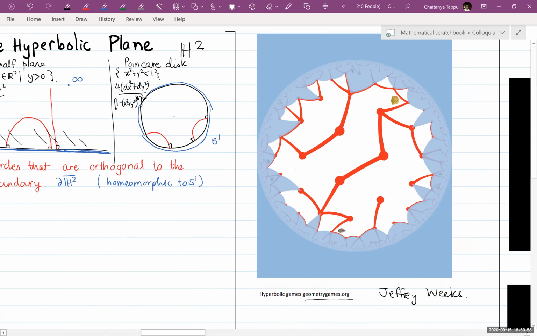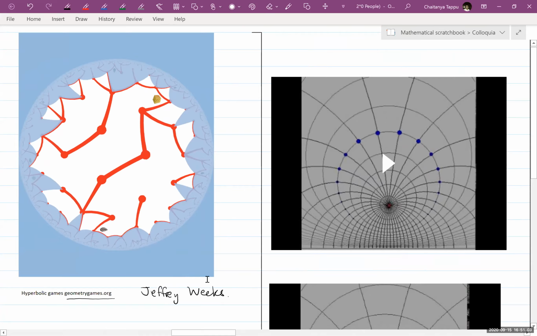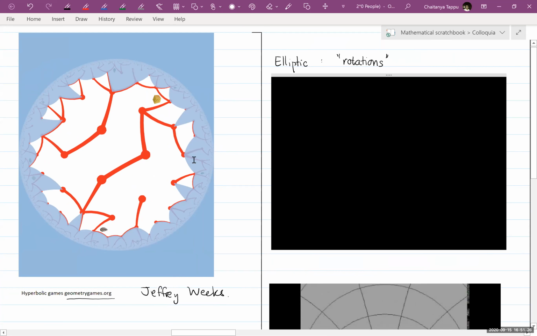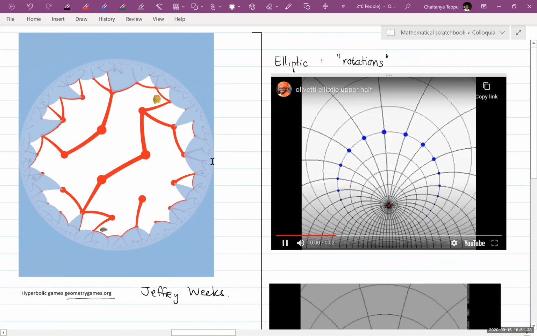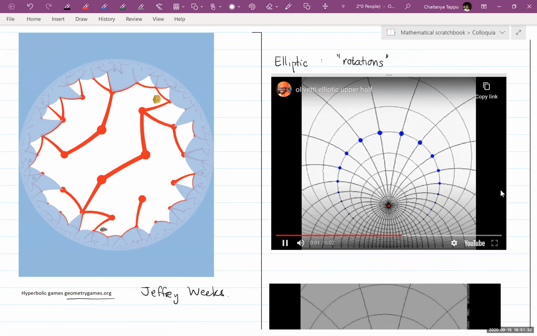I want to say something about the isometries of the hyperbolic plane. There are three kinds of isometries of the hyperbolic plane. The first one I'll call elliptic. So these are analogs of rotations in Euclidean geometry, and this is how they appear.